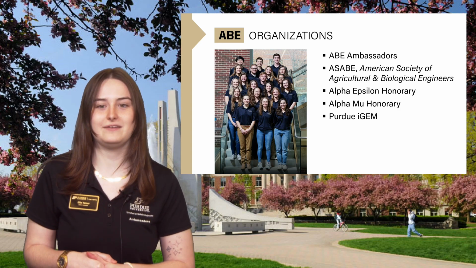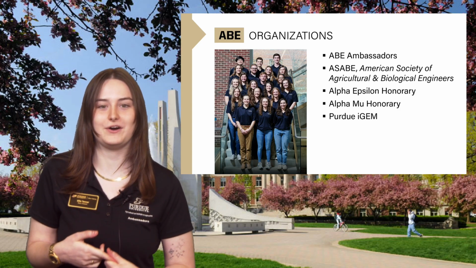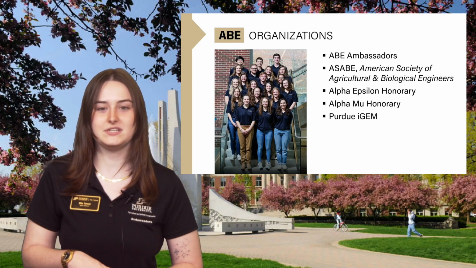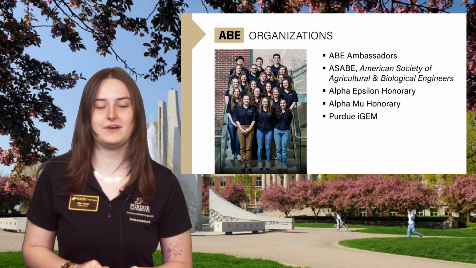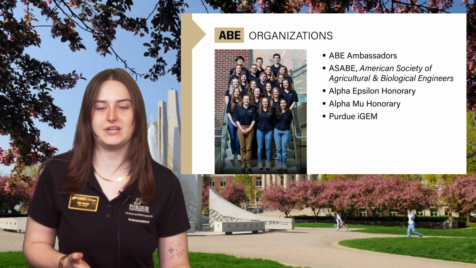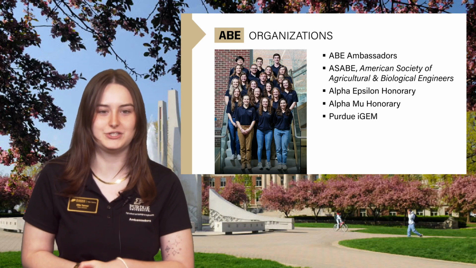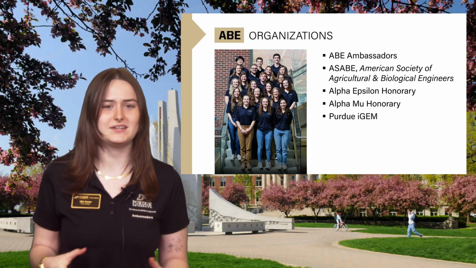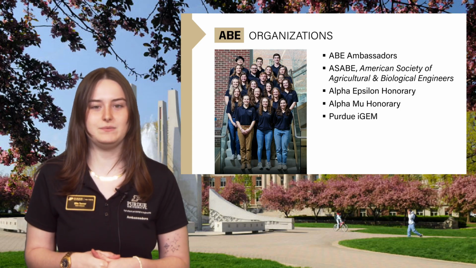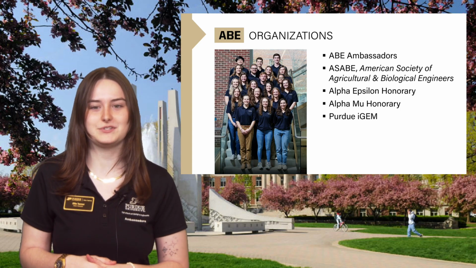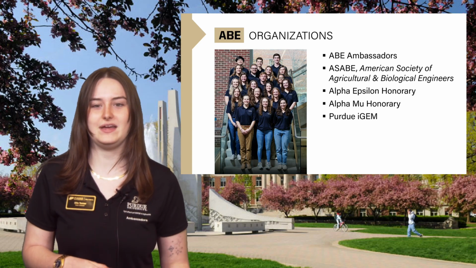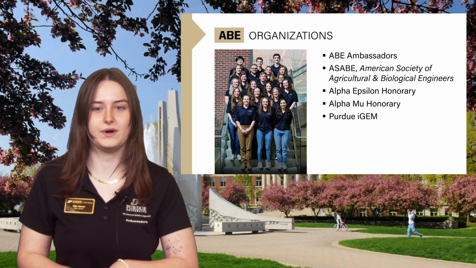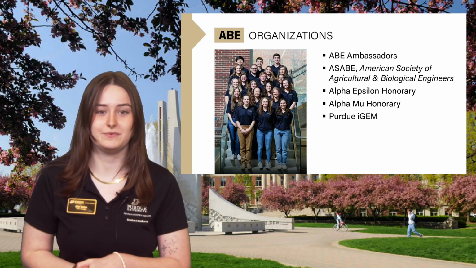We also have Alpha Epsilon and Alpha Mu, which are honorary societies for seniors within the department. And finally, we have Purdue iGEM, which stands for the International Genetically Engineered Machine. And that is a competition where they work on things like COVID tests or treatments for celiac disease, for example. So they do really cool stuff, and they do a lot of lab work and travel as well. But that's really just the tip of the iceberg.